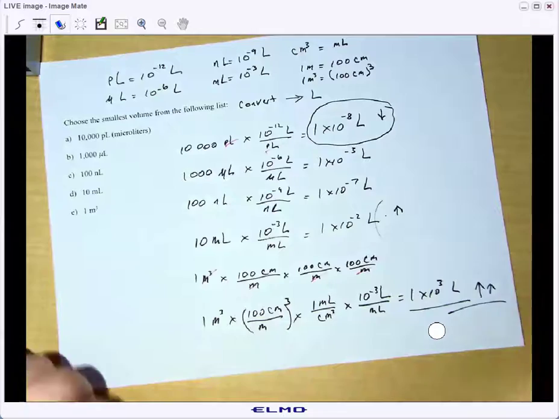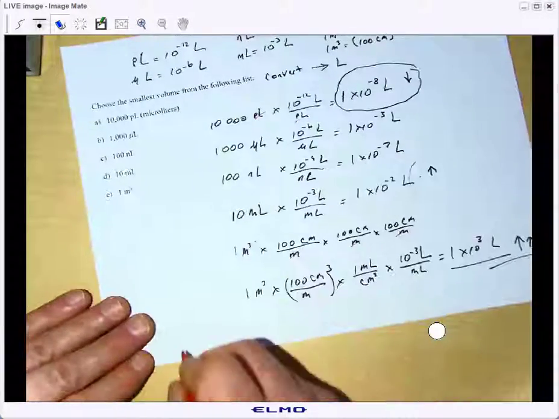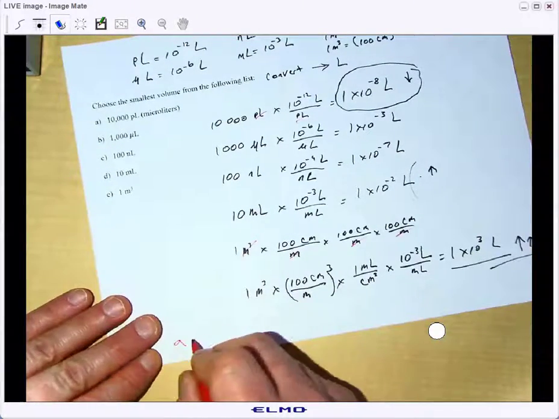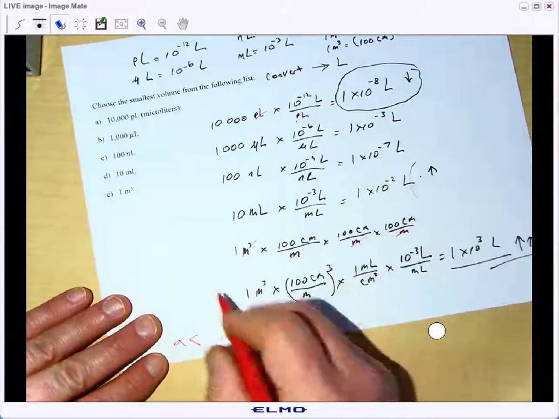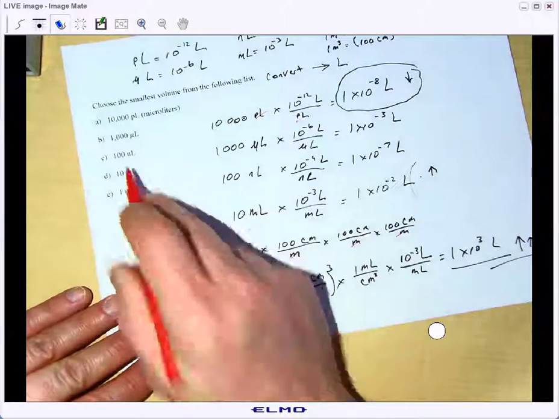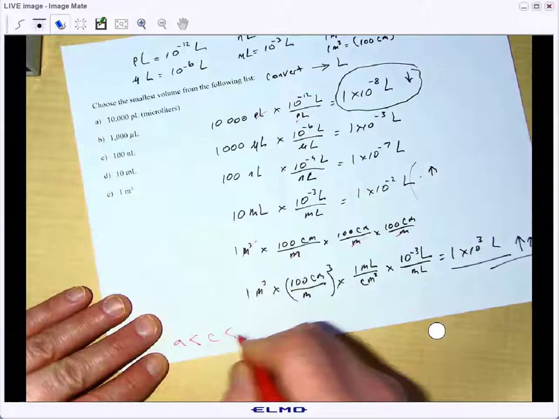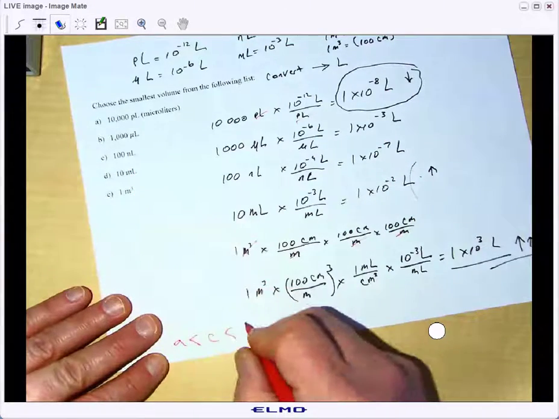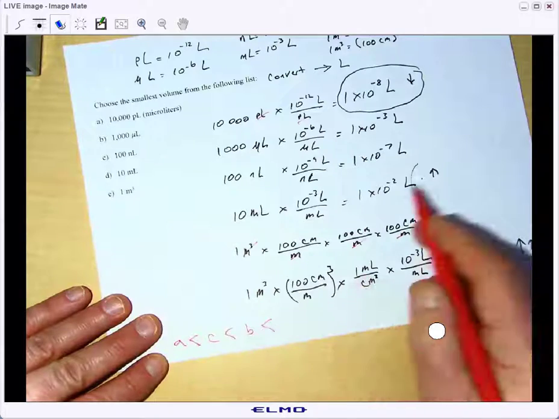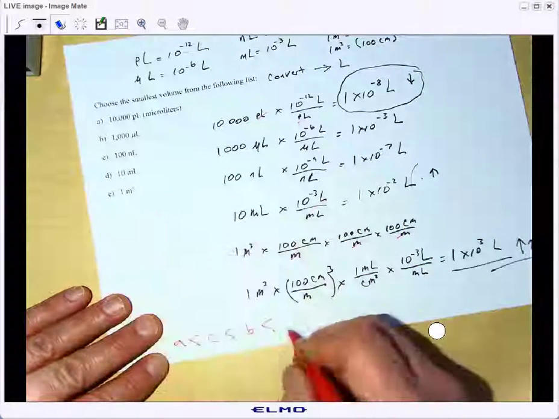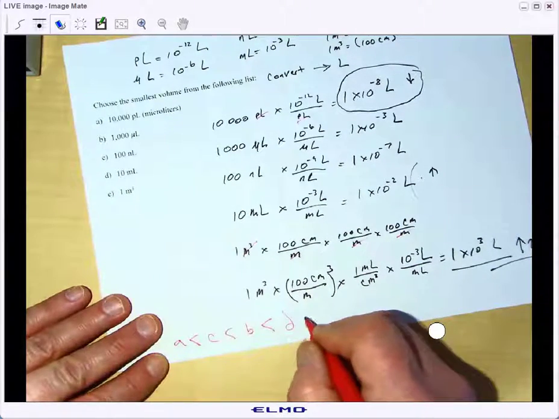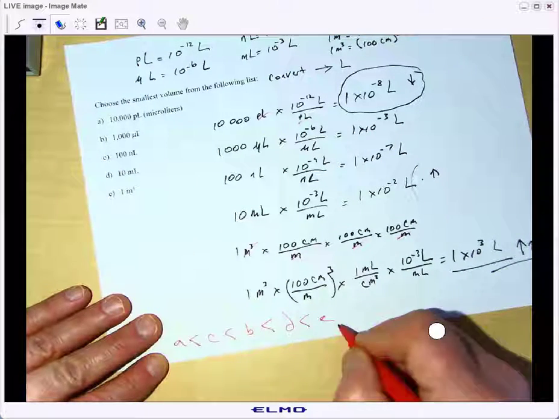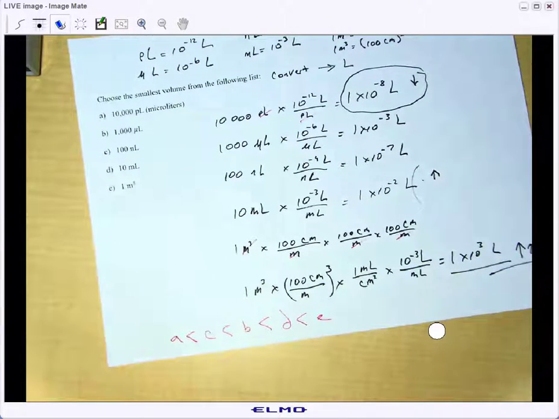So if we were to put these in order, we could say that A is the smallest, followed by the nanoliters. So C is going to be the next smallest. The next smallest one would have to be 10 to the negative 3, so that would be B. And then we can see that D is going to be the second to the largest, while E is the largest. All right, there's my video. I hope that helps, and I hope you guys understand this concept a little better.